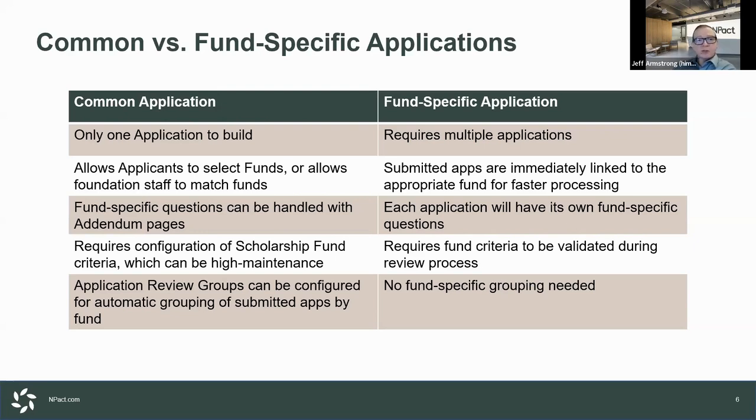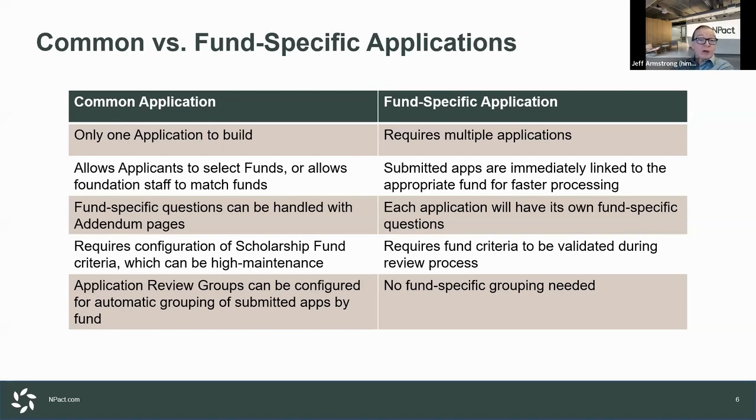If you do fund-specific applications, you don't have to worry about fund matching at all, whether it's applicant matching or foundation matching. They're immediately linked to the appropriate fund for faster processing. If you have questions that are very specific to a particular scholarship fund, if you're doing a common application, you can do what we call addendum pages, where if you've got extra questions, if an applicant selects that they want to apply to a fund that requires an additional page of questions, then they'll be directed to that page to fill out those additional questions, and we'll demo that in just a second as well. In a fund-specific application, you don't have to do addendum questions because every application is already fund-specific, right?